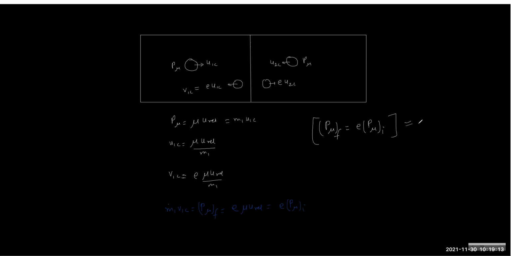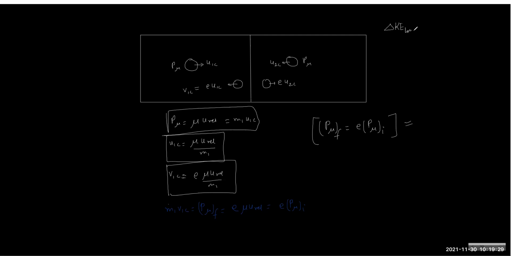Now, if you remember this much only, that's sufficient. So these calculations are also very useful in some other question. If you want to learn, you can write from here, and you can apply it for anything else. So I can say that loss in kinetic energy must be equal to P mu initial square by 2 mu minus P mu final square by 2 mu. That's it. Done.